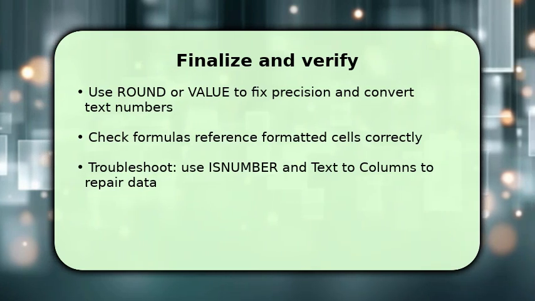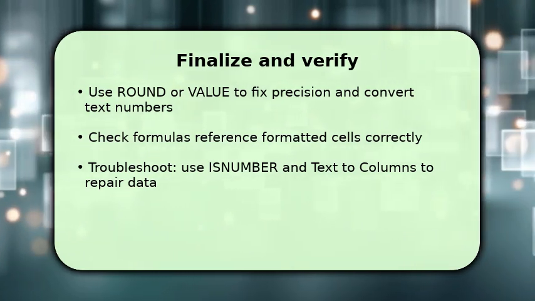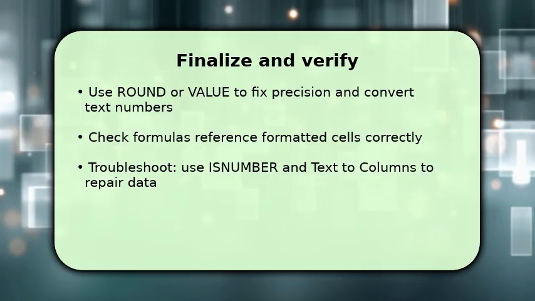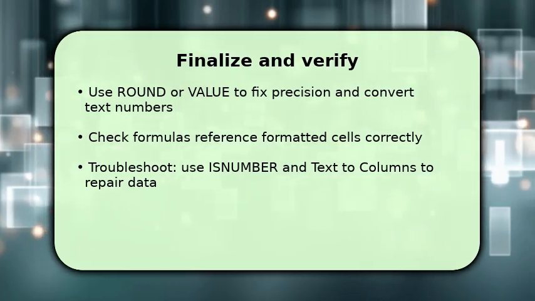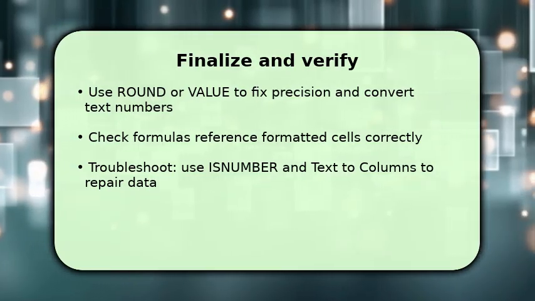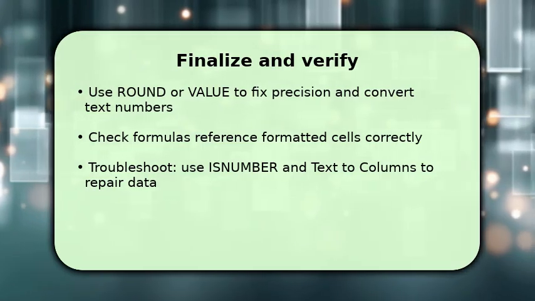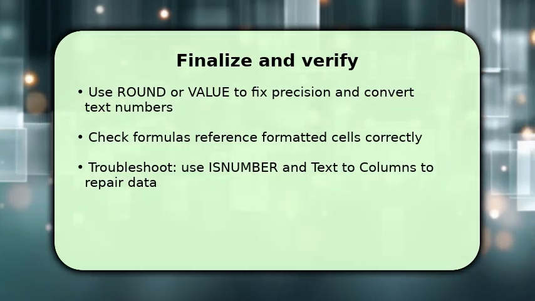Finish by verifying calculations. Formatted cells still hold numeric values so SUM, AVERAGE, and other formulas work. If you see unexpected decimals, apply ROUND to formulas or use VALUE to convert text to numbers. Once done, scan totals and cross-check a few cells to confirm currency displays and math match.